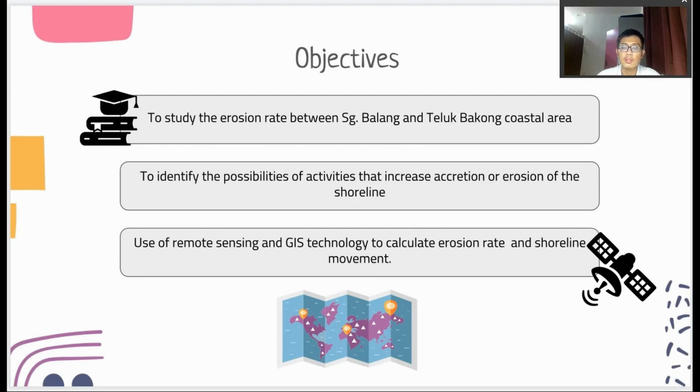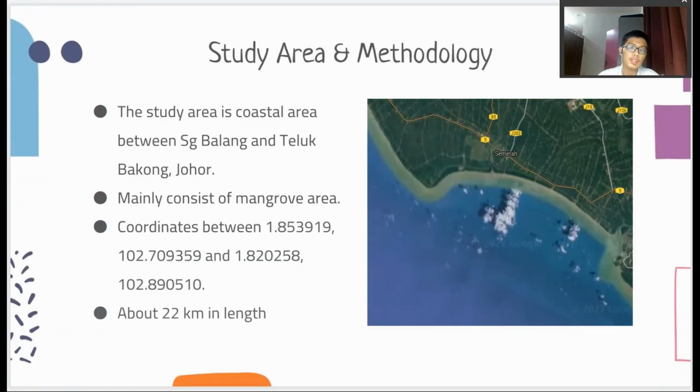So this is the objective of this study. So the first one is to study the erosion rate between Sungai Balang and Teluk Bakung coastal area. Second one is to identify the possibilities of activities that increase accretion or erosion of the shoreline. And the last one will be the implementation of using remote sensing and GIS technology to calculate erosion rate and shoreline movement in the study area.